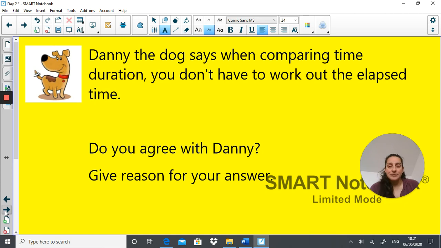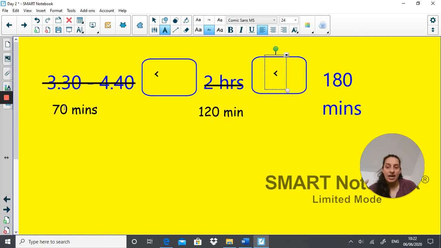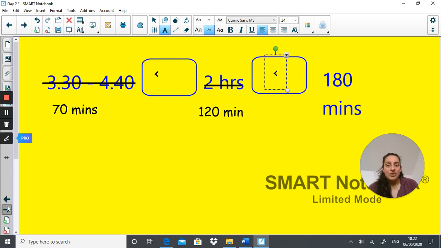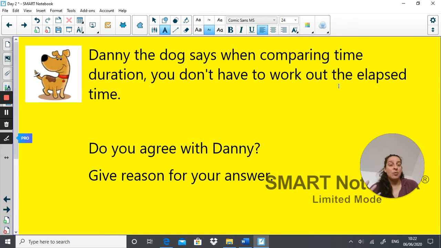Off you go. So, of course, Danny is wrong, because how can you compare the time if you don't actually know what the elapsed time is between 2 times? As a basic rule, you have to work out what the time frame is in order to be able to compare it to this time and that time. So actually, Danny, you're wrong. Sorry, I got that the wrong way around. You do have to work out the elapsed time when comparing time duration.